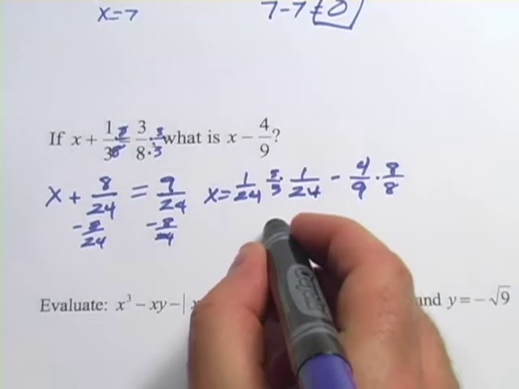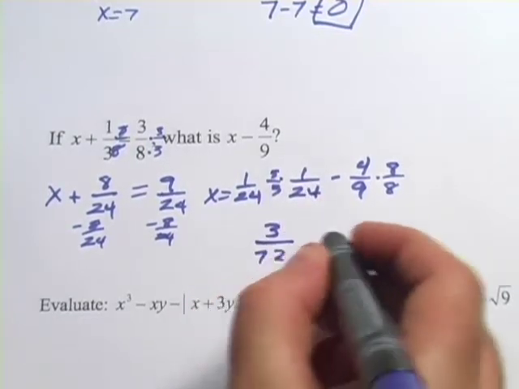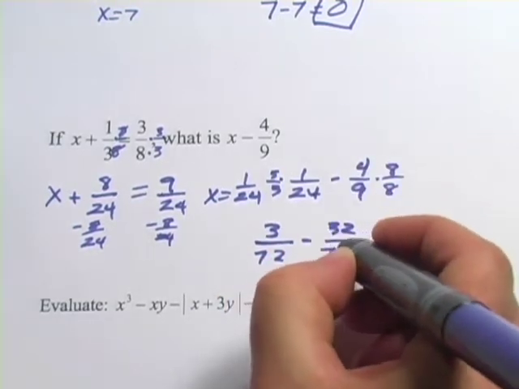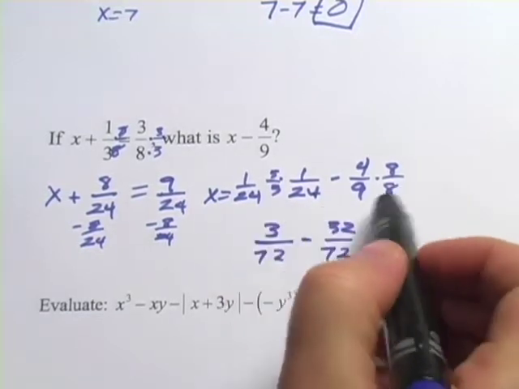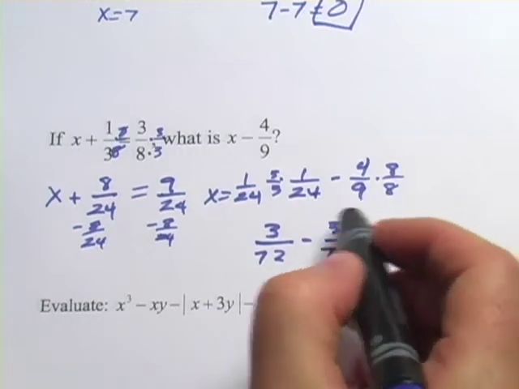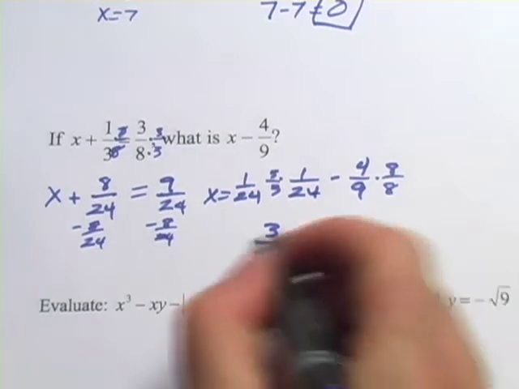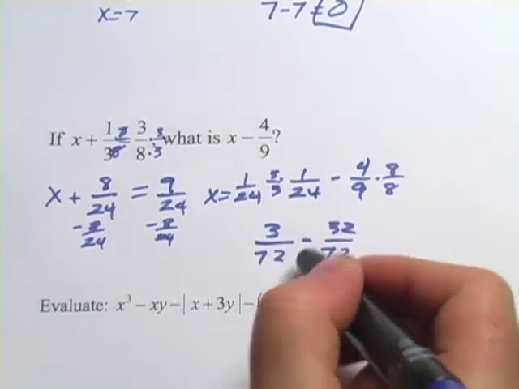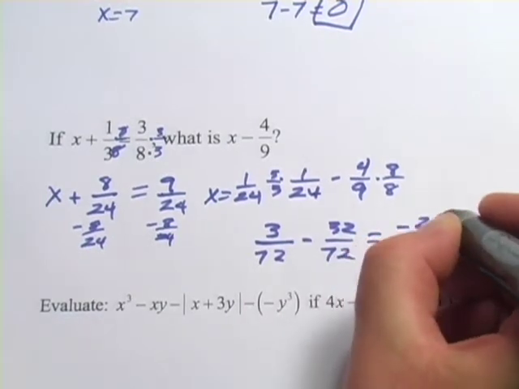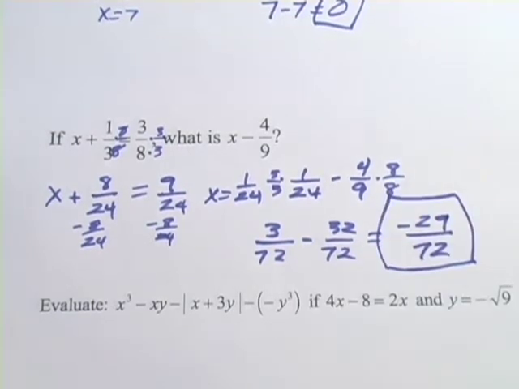Let's see, 3 times 1 is 3. And 3 times 24 is 72. 4 times 8 is 32. And 9 times 8 is 72. Yep, that did indeed work. If that didn't make sense, you could just multiply by 24 over 24 or 9 over 9. That would work too. Now I'm going to do my math here. 3 72nds minus 32 72nds is, well, negative 29 72nds. And that is our answer.